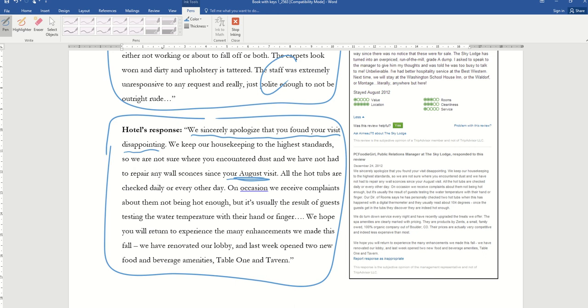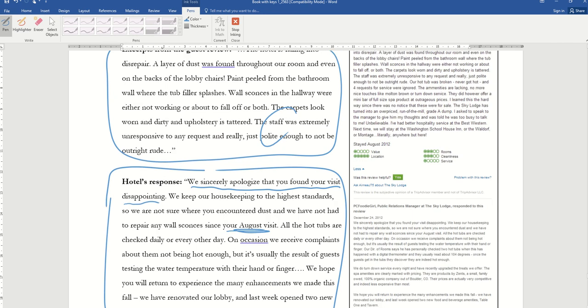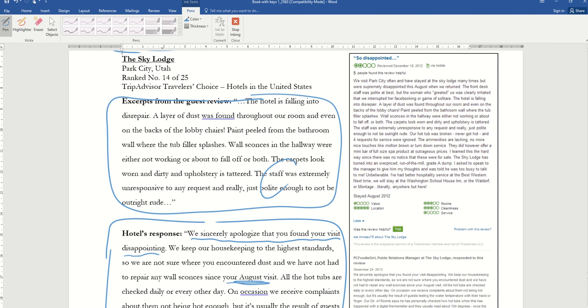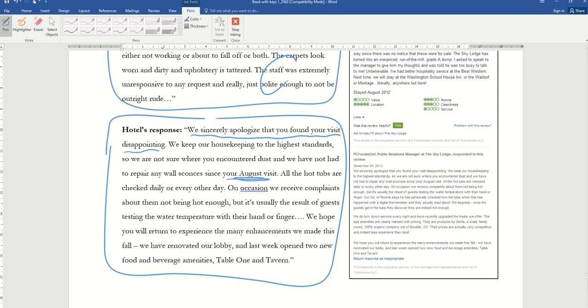The reason is probably because the hotel checked everything and is sure that there is nothing wrong about those complaints made by these guests. So just say sorry, then explain, and then hope to see you again next time, and then that's it.